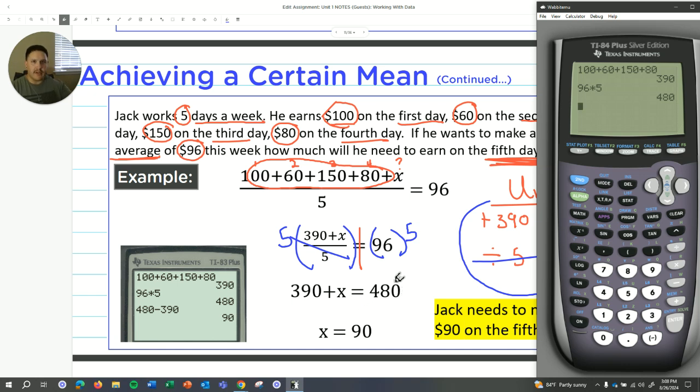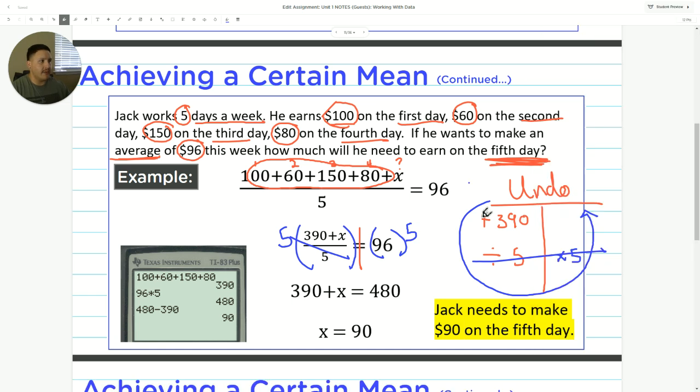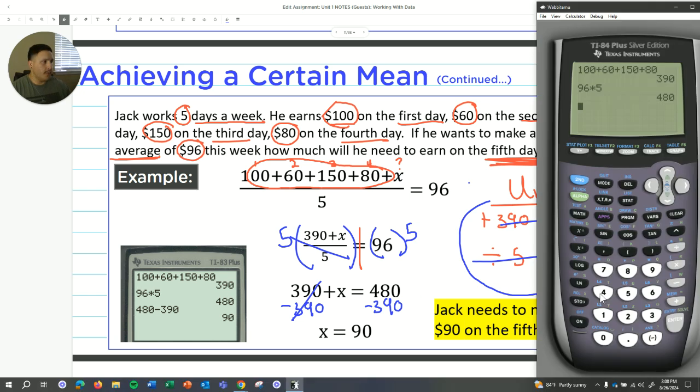Last thing I have to do to get my answer is the opposite of plus 390, which is minus 390. And again, that cancels out on the left, and then we just perform the operation on the right. So 480 minus 390 gives us a total of 90.